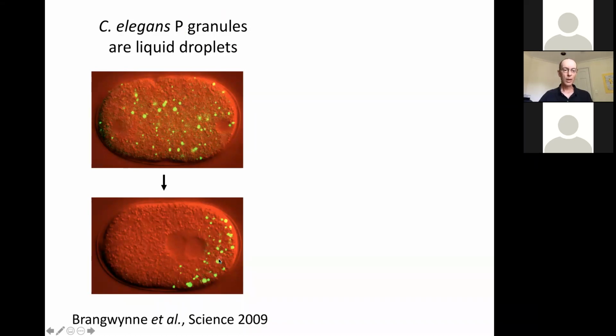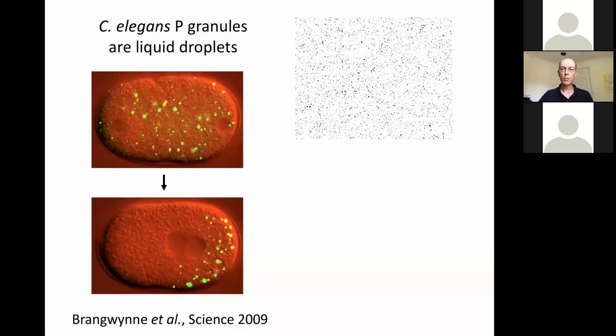And that remained a mystery until my colleague, Cliff Brangwyn, and Tony Hyman, who he was working with at the time, asked that question. Cliff came from a material science background, and he wasn't happy with the word granule. So he said, well, what are these things, as materials? And so by doing some very simple experiments later on in the life of the worms, for example, taking these germline cells and just putting them between glass slides and looking at them, he saw the following.